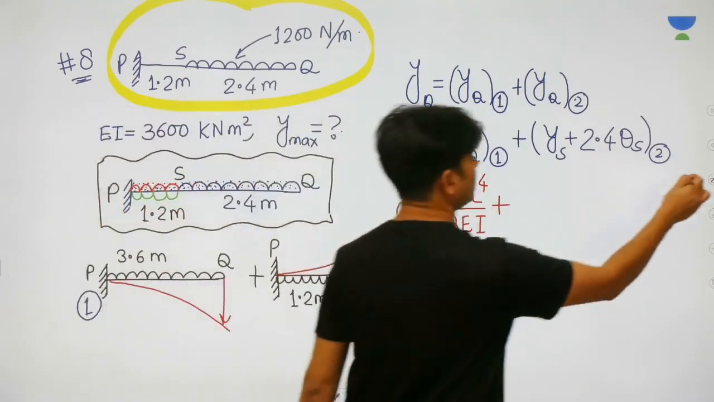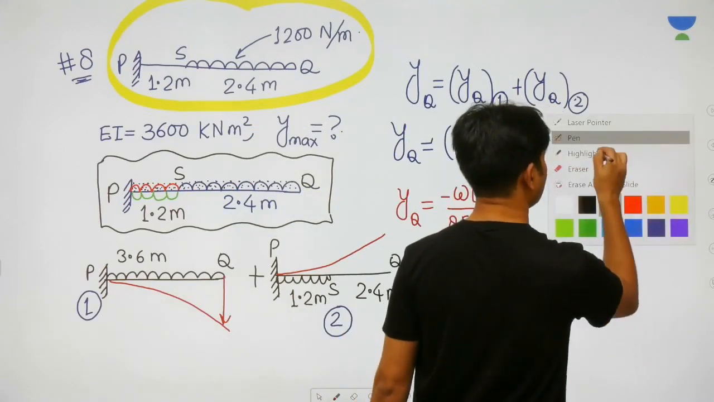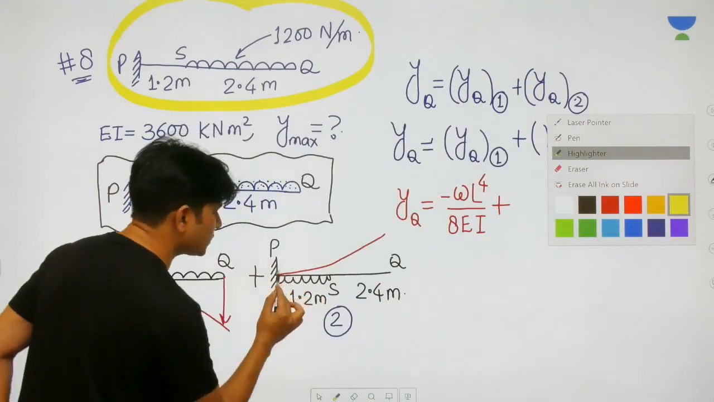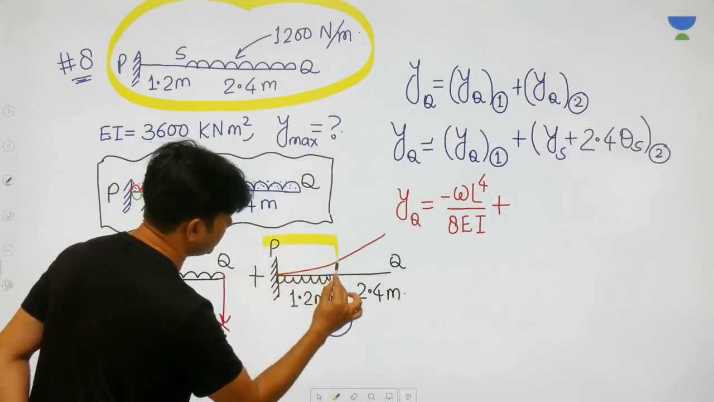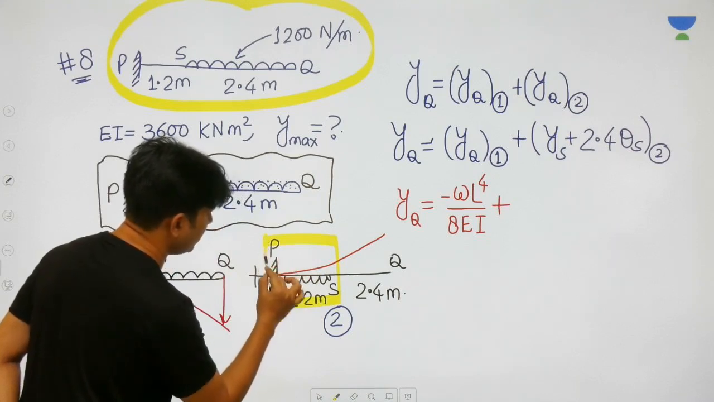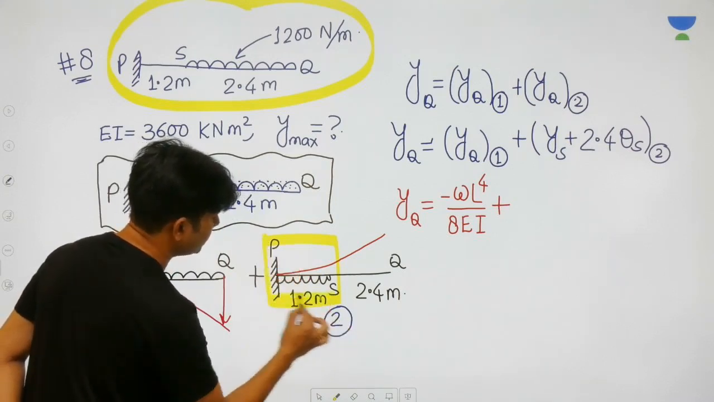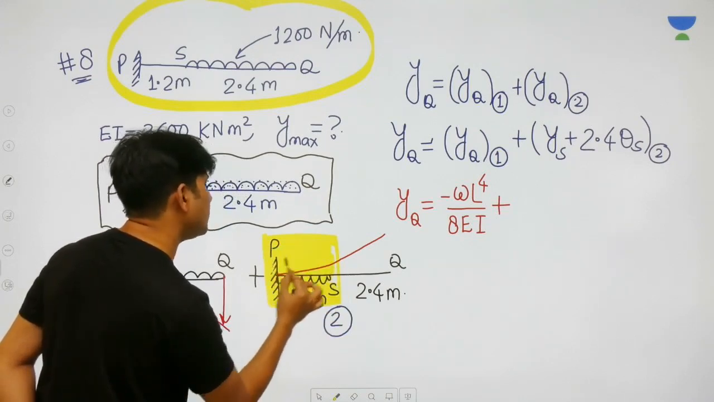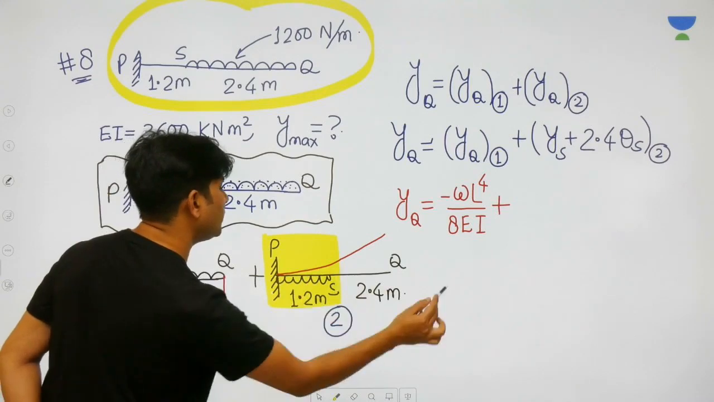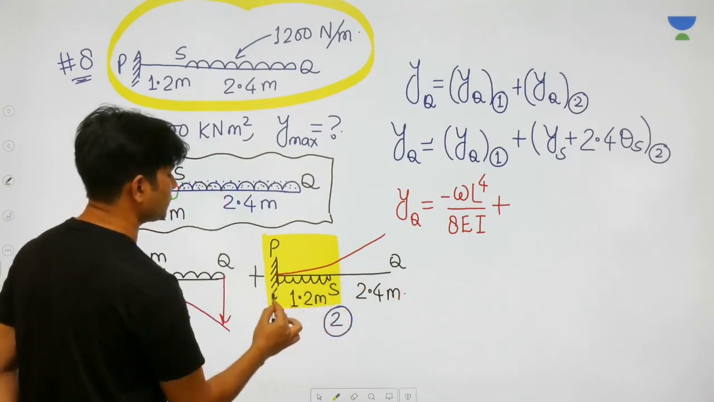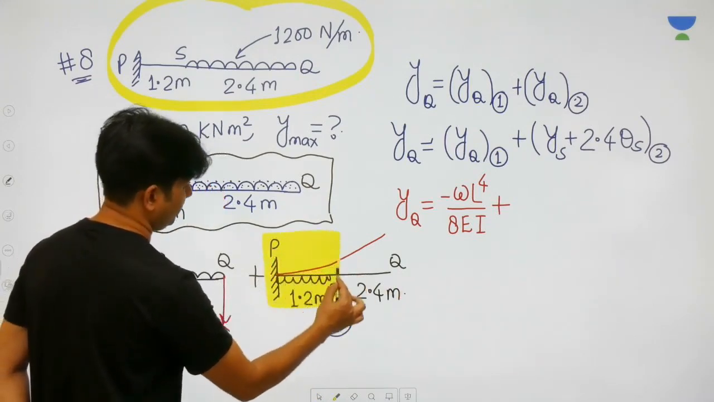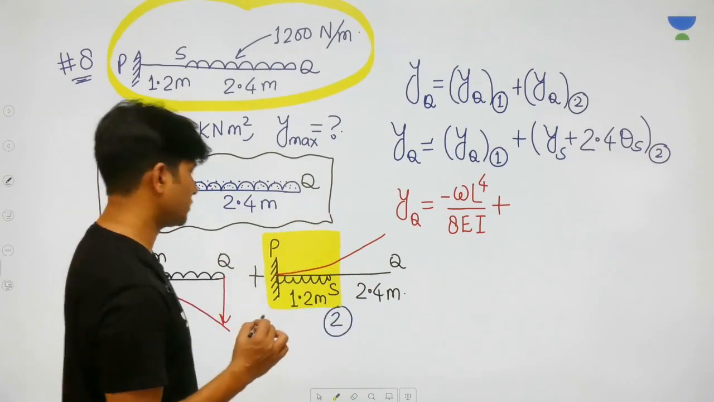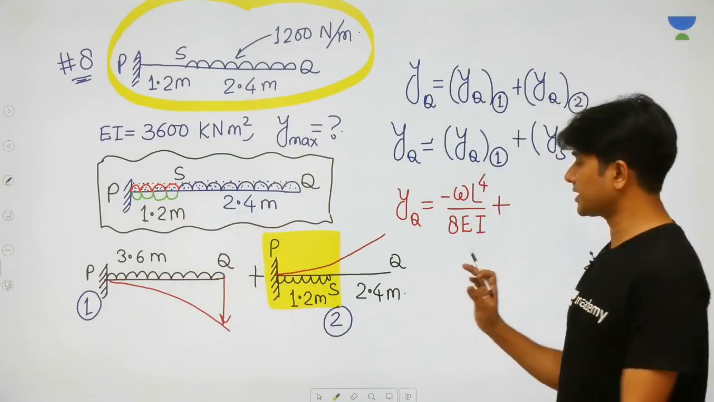To write YS and theta S, my dear friends, you just need to focus on this much beam, and this will once again look like a standard beam. Delete the remaining beam and just focus on this much beam and write YS and theta S just as you'd have written for a standard beam.